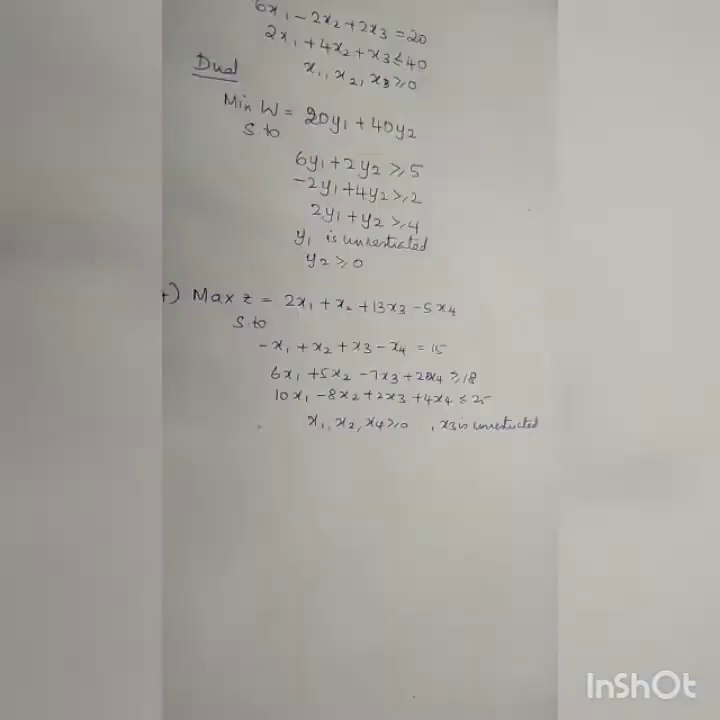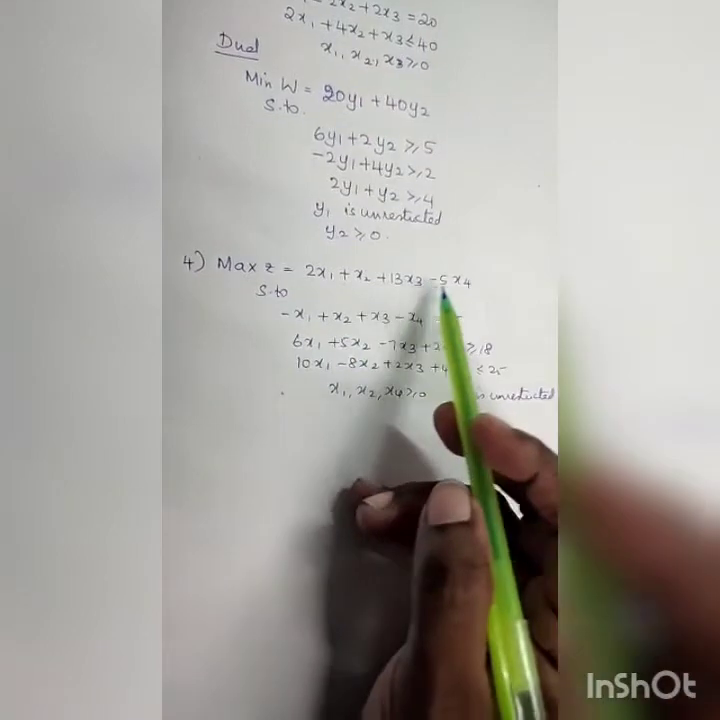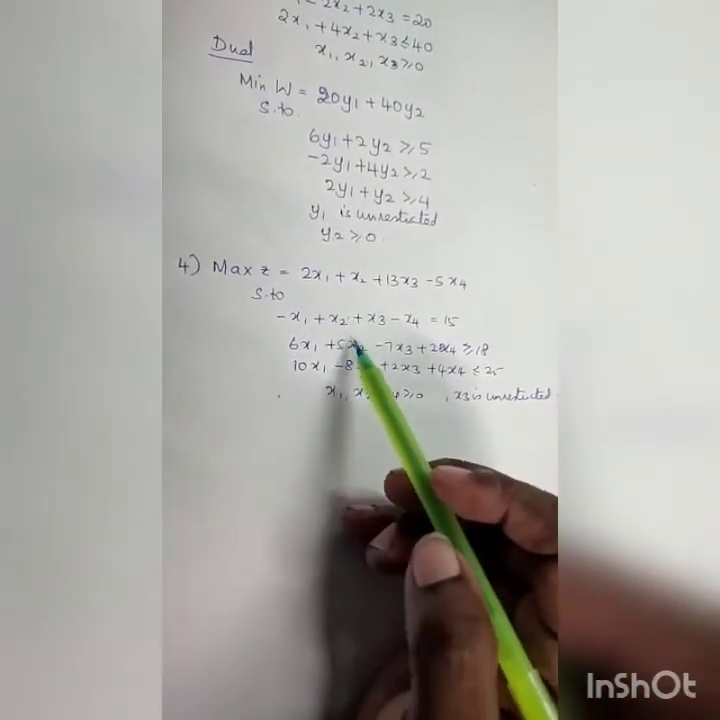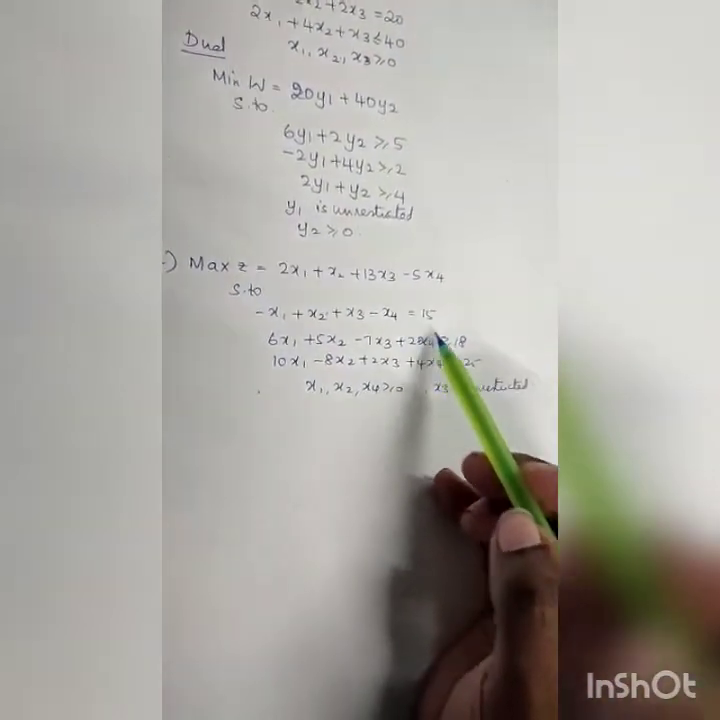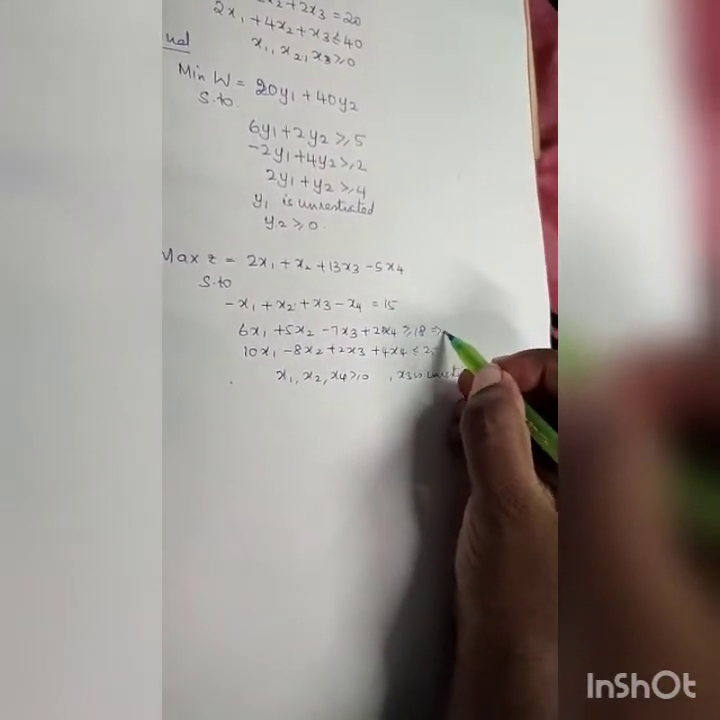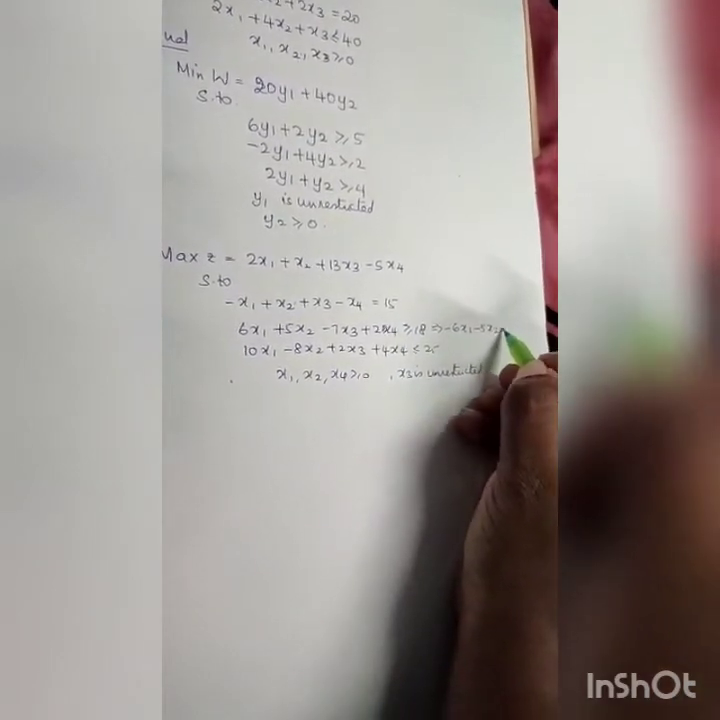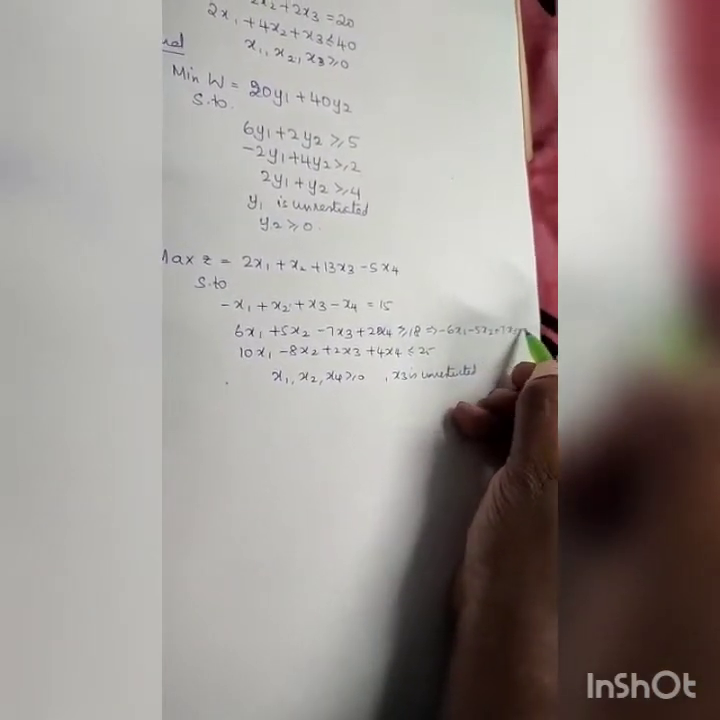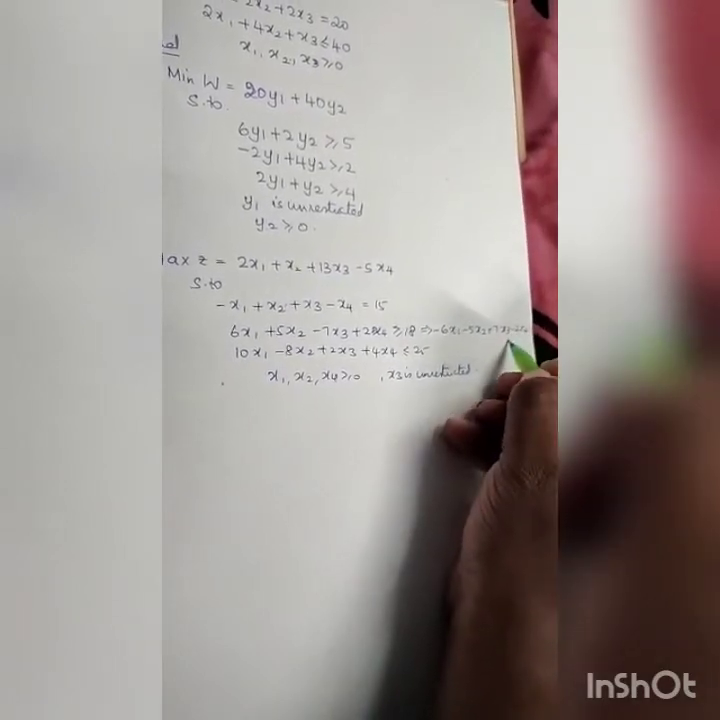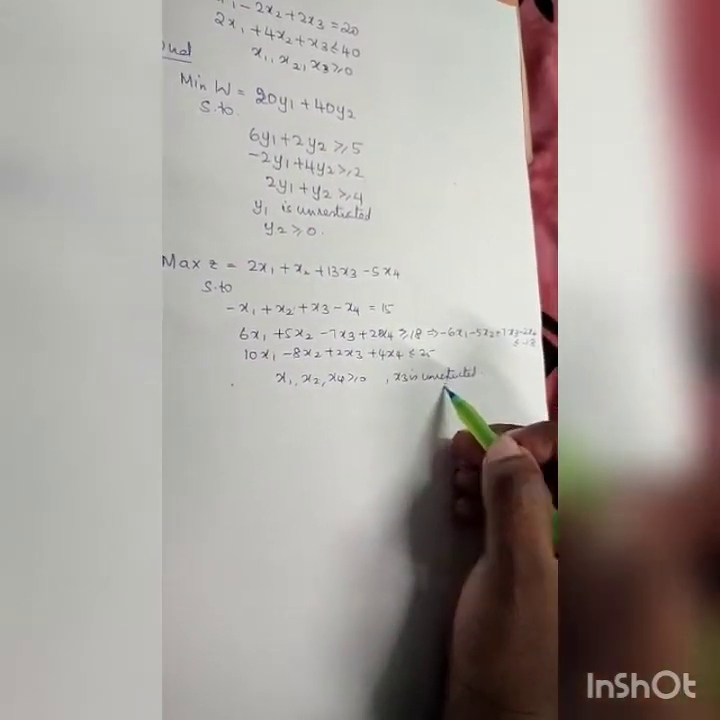Finished. Okay, my next problem is this. I've complicated it a little bit more. Maximization, yes. Subject to, you have 1, 2, 3 constraints. There's an equality, a greater than or equal to, and a less than or equal to. Greater than or equal to, we convert by multiplying by minus 1. And you have an unrestricted variable here, x3 is unrestricted.